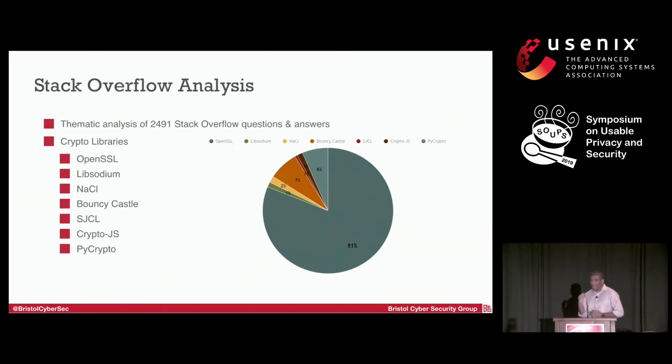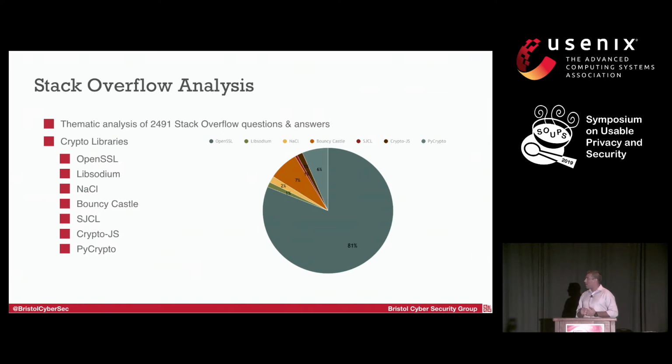Okay, so in order to identify the developer struggle, we analyzed 2,491 Stack Overflow questions, and we examined them from a range of 7 different crypto libraries. Now, these crypto libraries themselves cover a vast number of languages and use cases. So OpenSSL, Libsodium, and NACL, they come from C. Bouncy Castle comes from Java. SJCL, Crypto.js come from JavaScript. And PyCrypto comes from Python.